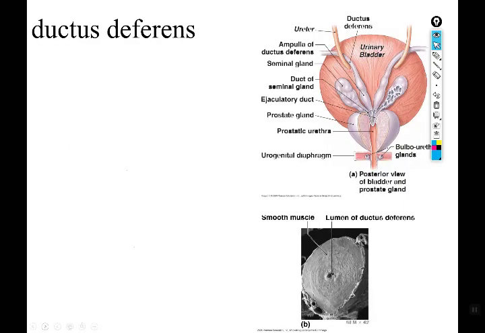So here's the posterior view of the urinary bladder. And you can see that the ureter, which carries urine from the kidneys down to the bladder, is crossed over by the ductus deferens. And then the ductus deferens widens before it joins up with the seminal vesicle, and that area of the ductus deferens is called the ampulla.